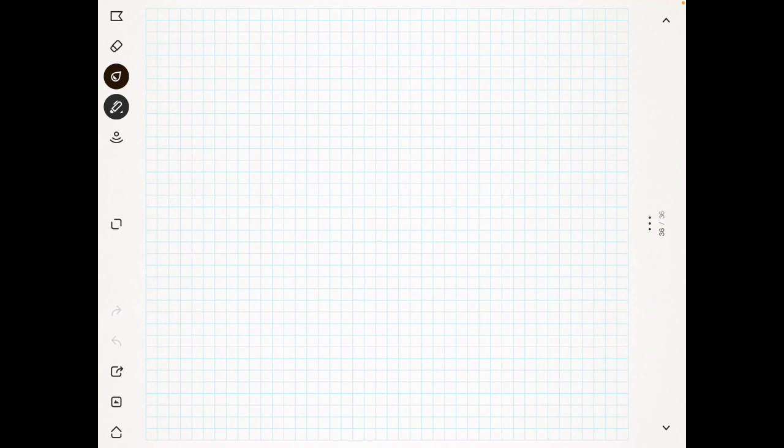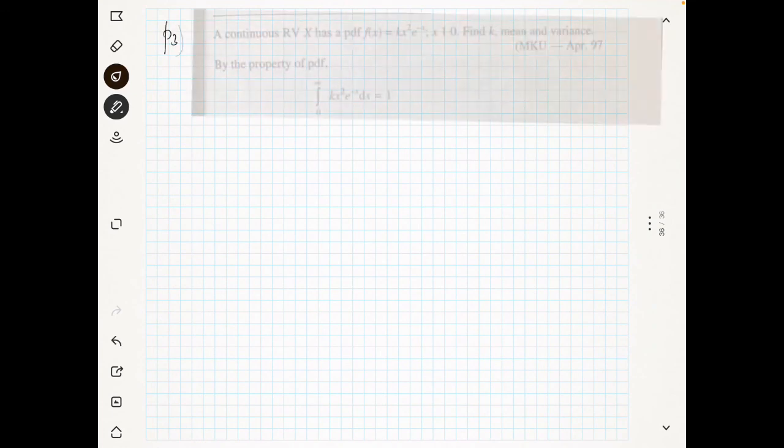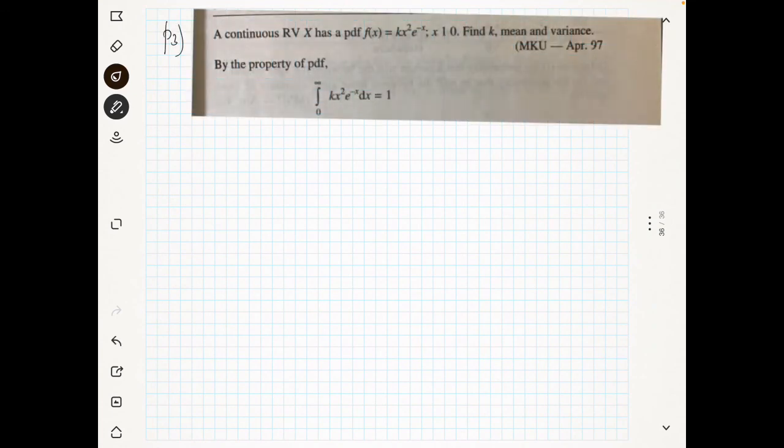Next we will see another problem, problem 3. So this is the problem. You can see there is a continuous random variable with the PDF given, fx of x is k into x square into e power minus x. You have to first find the k, that is the question. Then after that you have to find the mean of the random variable and the variance of the random variable.